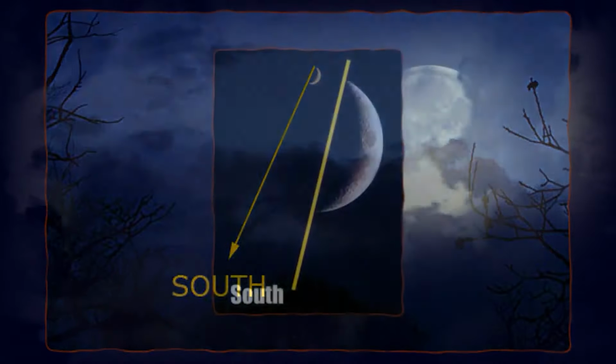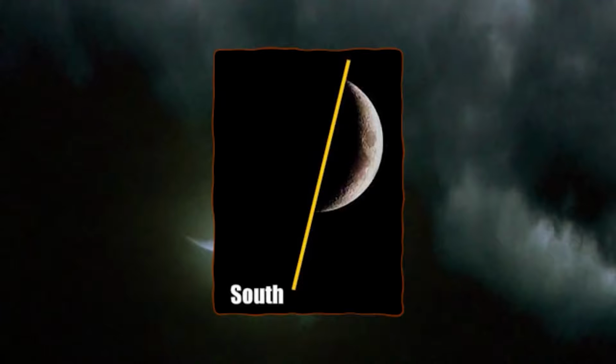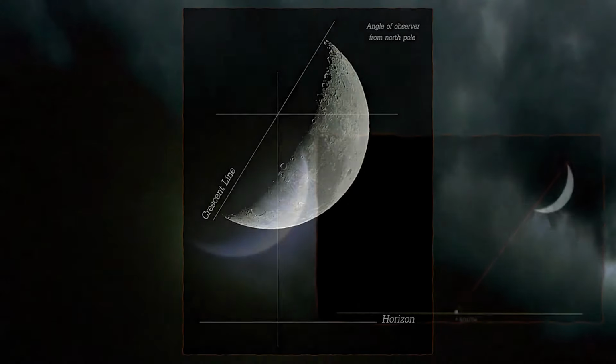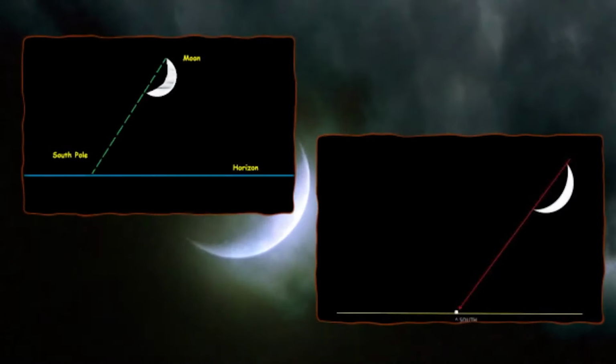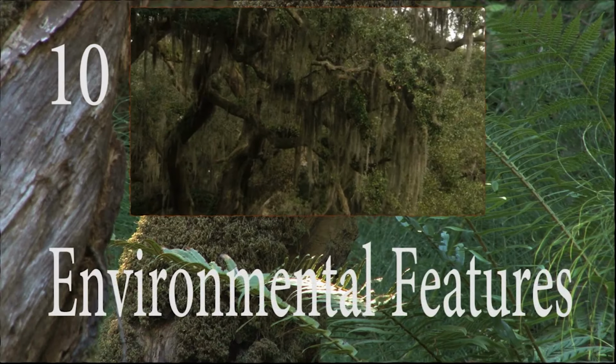Picture a line that runs from the 2 tips of the moon's crescent all the way down to the edge of the skyline or horizon. If you're in the northern hemisphere, the point in which the line reaches the horizon is roughly south. In the southern hemisphere, the point in which the line reaches the horizon is roughly north. Number 10, using geographic or local or environmental features.